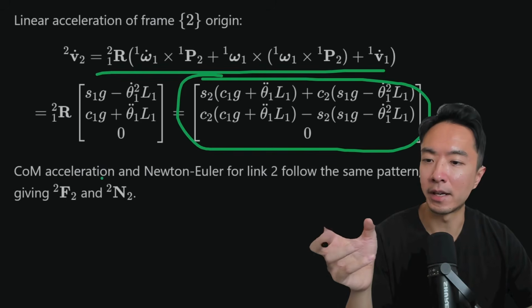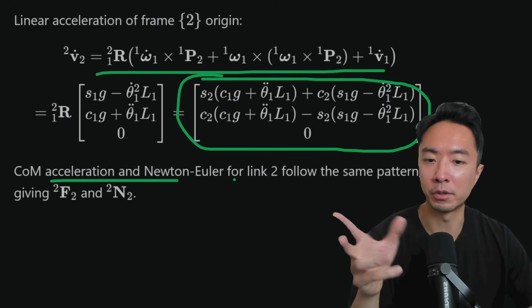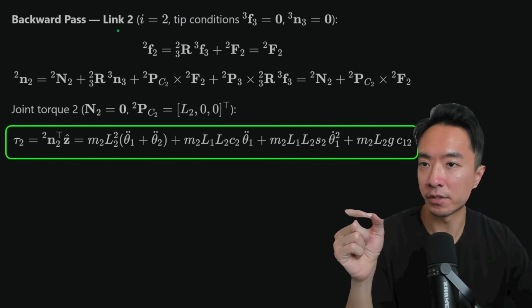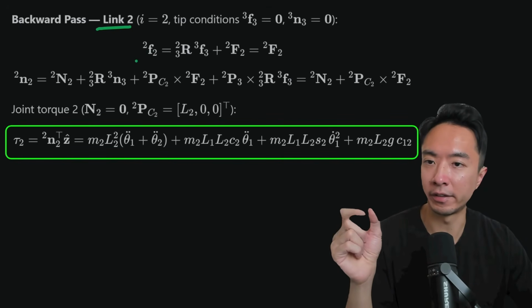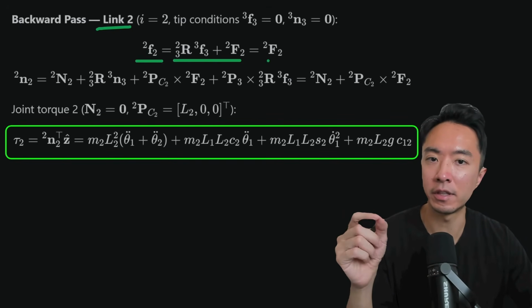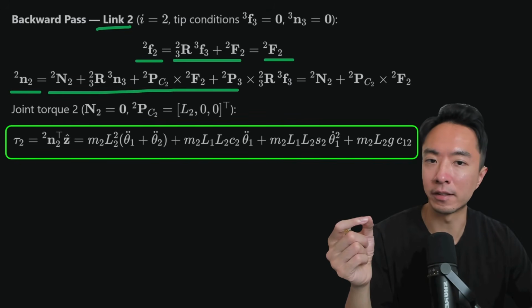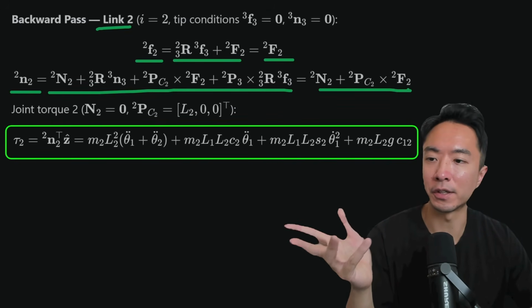And then the center mass acceleration and Newton-Euler for link 2 will follow the same patterns. Now we could go on to the backward pass. We start off with link 2. We want to calculate F. We take this equation. We get this as our result. And then for N2, we take this equation, and then this will be the final result.